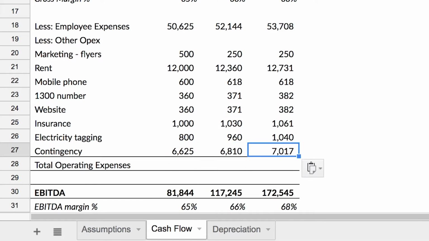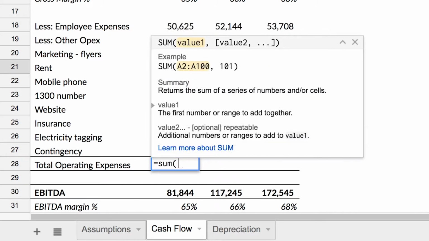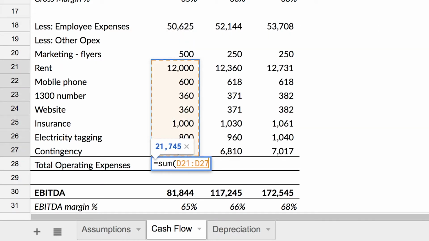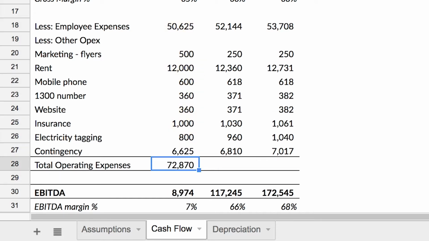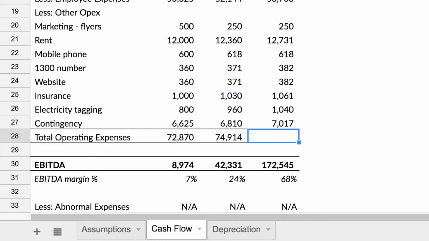And we'll copy that formula over. And then type in the formula equals sum. And then shift and the up arrow key within the brackets to select all the cells you want. Copy that formula over. We can see our operating expenses are in the 70,000s.